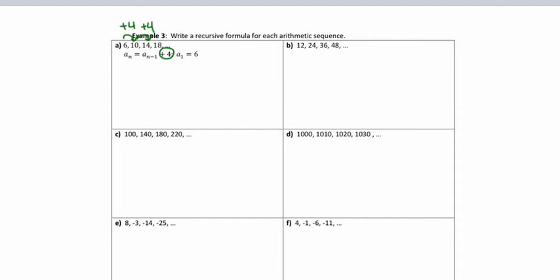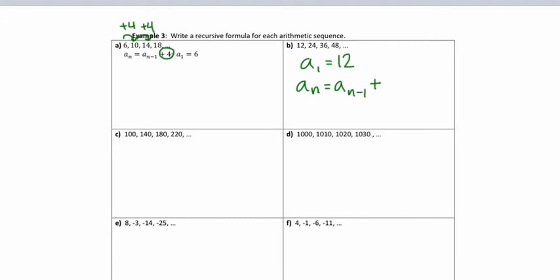So there's two things that we should write for a recursive formula. Our first term, and then the general formula using the common difference. Now the first term in this sequence for part B is 12. To finish off the recursive formula, we're going to use the structure a sub n is equal to a sub n minus 1 plus the common difference, going from one term to the next.